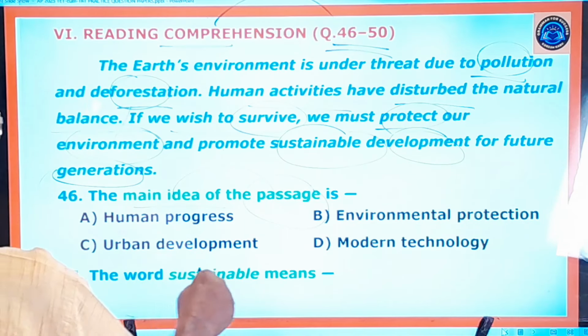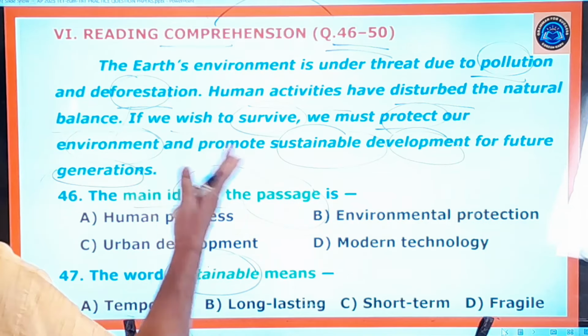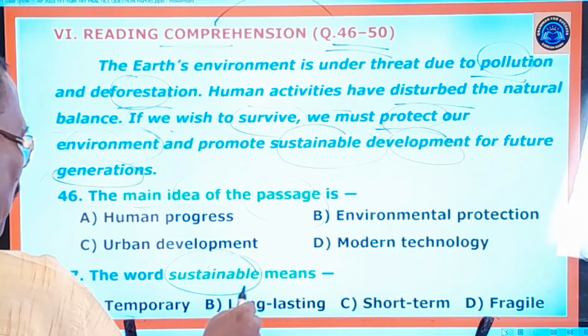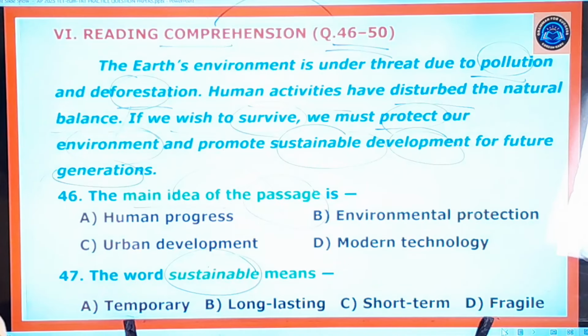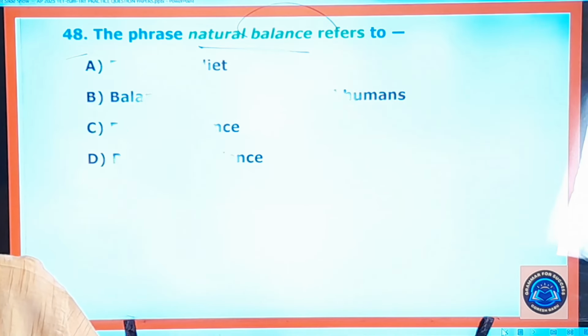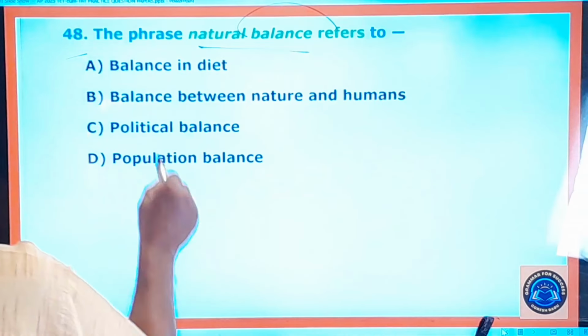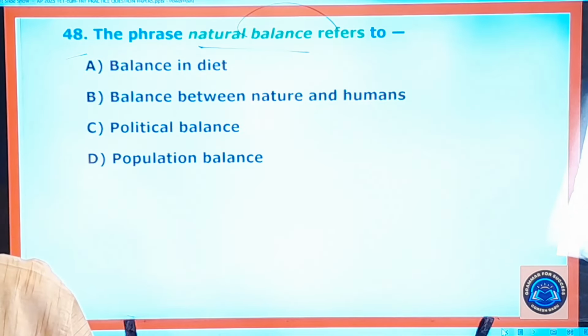47th one, the word sustainable means what? Sustainable development means temporary, no. Long lasting, short term, fragile. Natural balance refers to, natural balance means balance in diet, balance between nature and humans, political balance, population balance. What is the right one? You think of that and write down that.